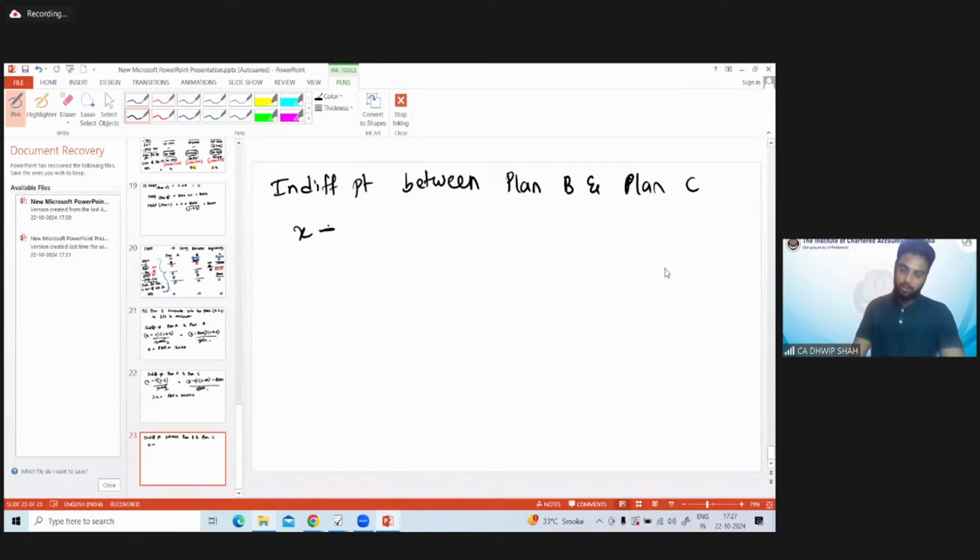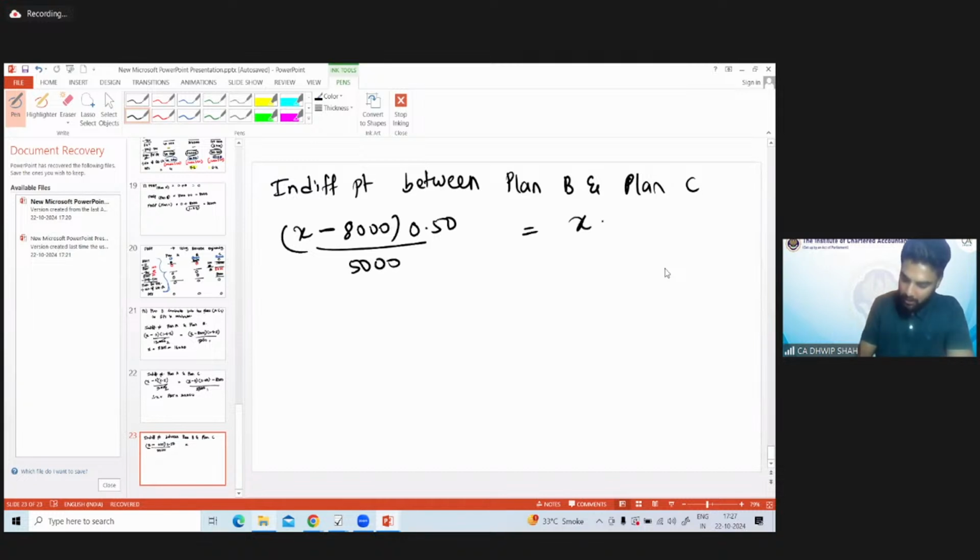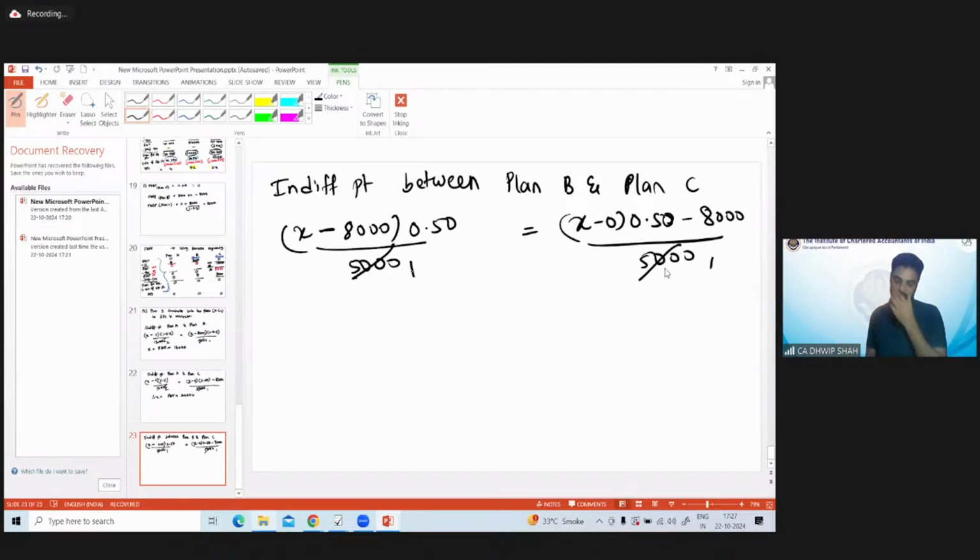There is no indifference point between plan B and C. But let's check that. X minus interest is 8,000 into 0.5 divided by 5,000 is equal to X minus 0.5 minus 8,000 divided by 5,000. So this is 1, this is 1. Since the denominator is the same in both the cases, there will not be any indifference point.